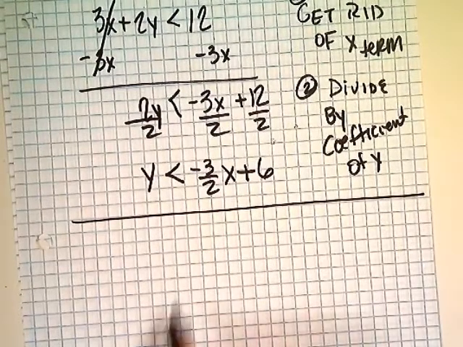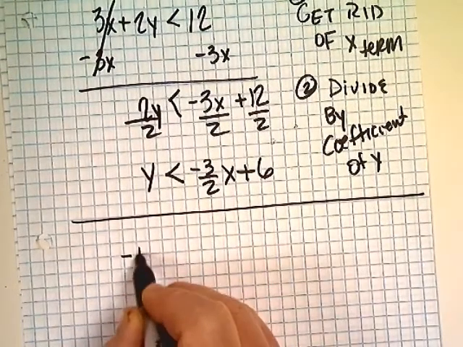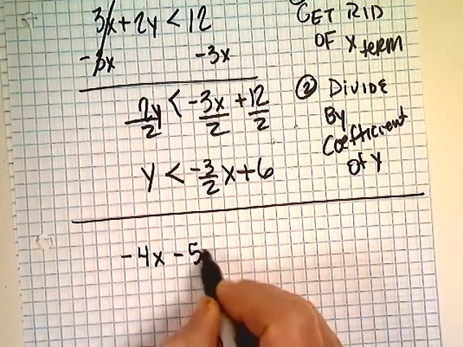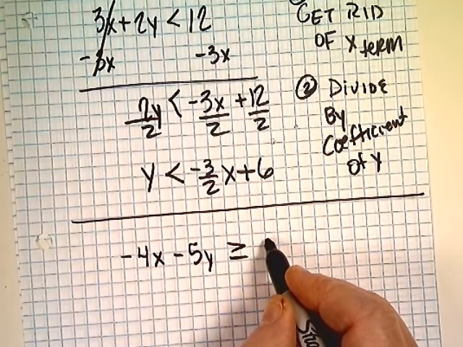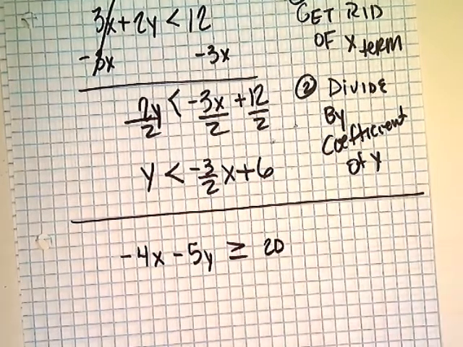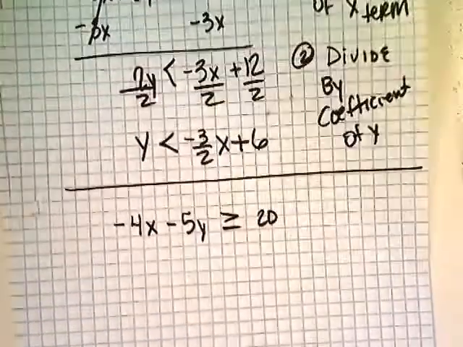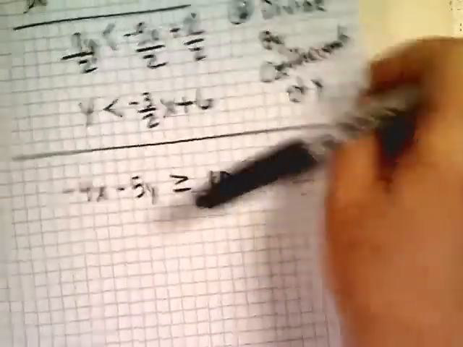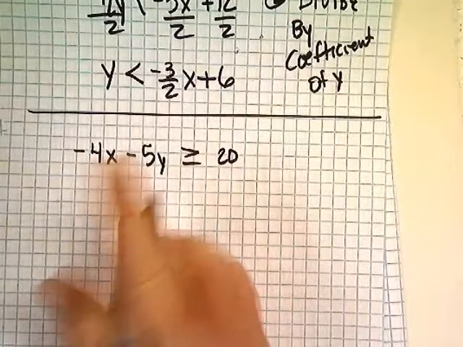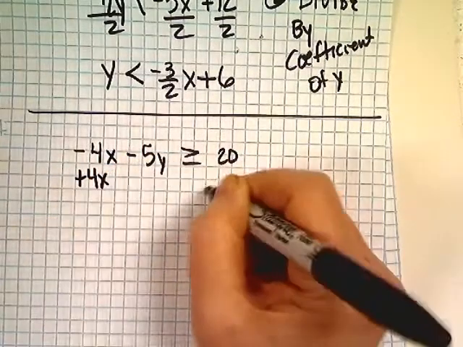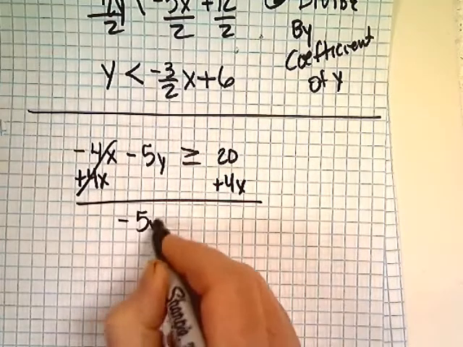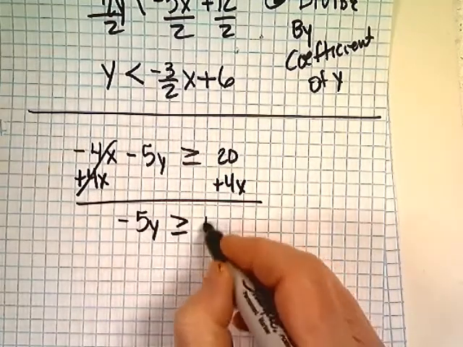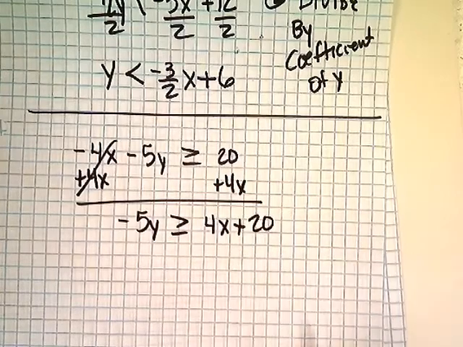What if we had this example? What if I had negative 4x minus 5y is greater than or equal to, let's say, 20. So first thing you need to do is get rid of your x term. But this x term is being subtracted, so to get rid of it, we're going to add. So this goes away, and this says negative 5y is greater than or equal to 4x plus 20.